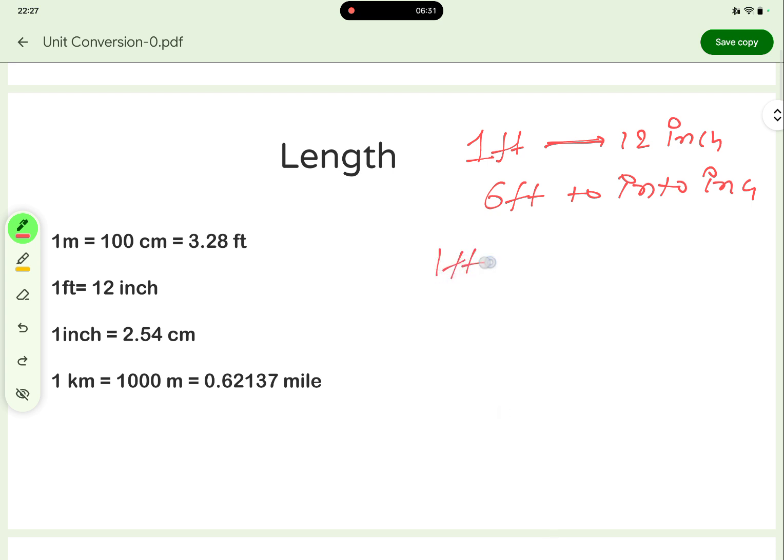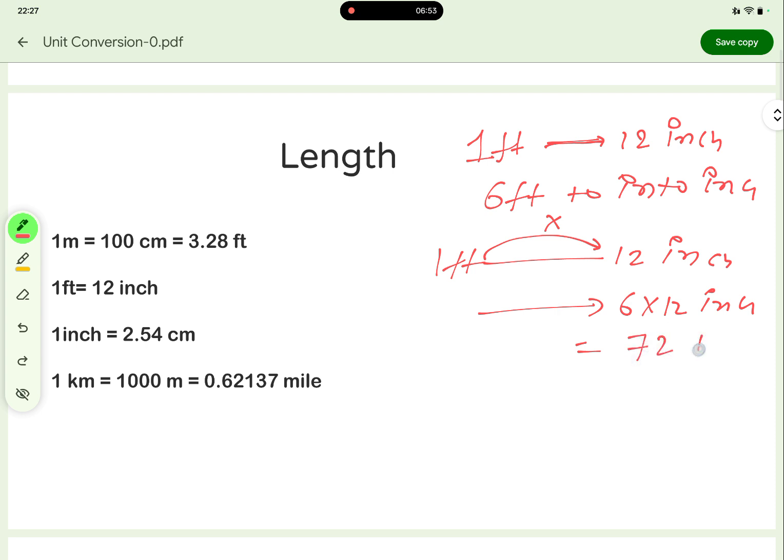So 1 feet is equal to 12 inch. So feet is the higher unit and 12 inch is the lower unit. As I told you, we need to simply multiply. So multiply with which quantity? 6, right? So now we can simply write 12 inch times 6, which is equal to 72, I think, if I am good in the calculation. So this is another conversion, and we also need to know that 1 inch is equal to 2.54 centimeter.